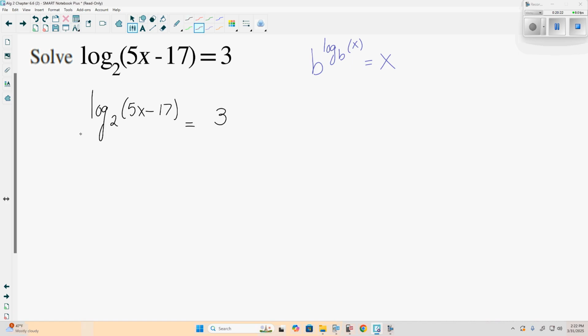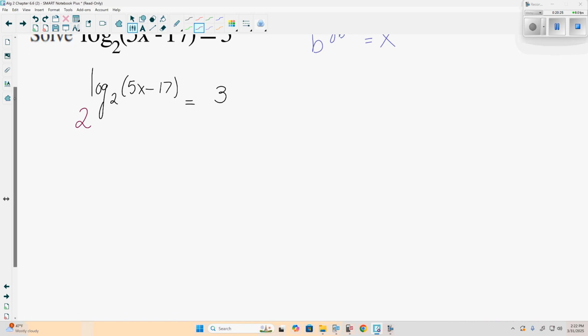Well, if I put our log base 2 of 5x minus 17 to the base of 2, 2 to the log base 2, well, this 2 and log base 2 are going to cancel, leaving us with 5x minus 17. But I can't do that to just one side. We also have to do it to the other. So on the other side, we have 2 to the third power. Does 2 to the third reduce nicely? 2 to the third is 8.